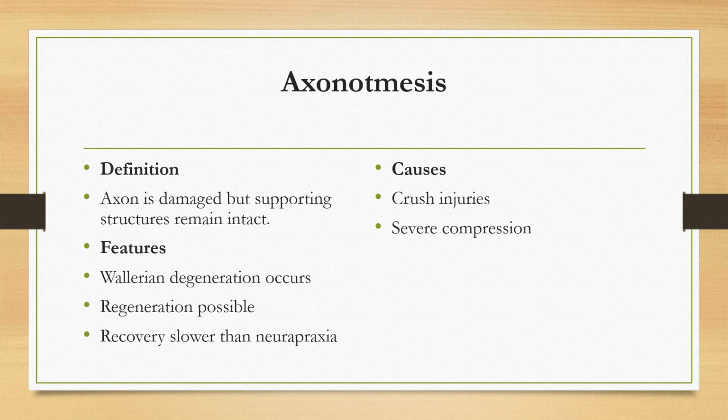Axonotmesis. Here, the axon is damaged but the supporting structure remains intact. Features are Wallerian degeneration and possibility of regeneration, but recovery is slower than in neuropraxia. Usual causes are crush injuries and severe compression.